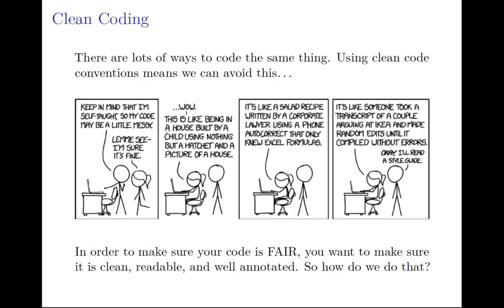And so, just a note on clean coding, there are lots of ways to code the same thing. I'm sure you've all learned this by now. And so, using clean code conventions means we can avoid this. In order to make sure your code is fair and you're producing fair data, you want to make sure that your code is clean, readable, and well annotated. So how do we do this?